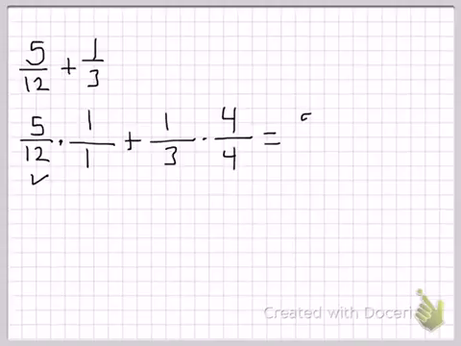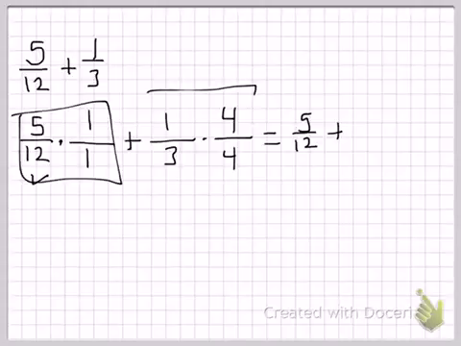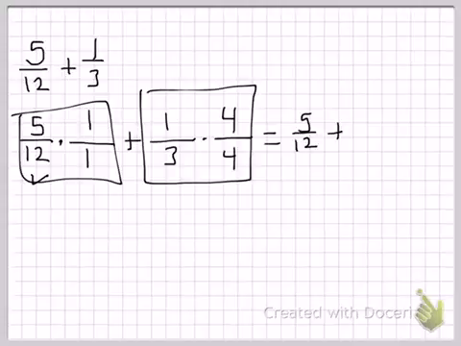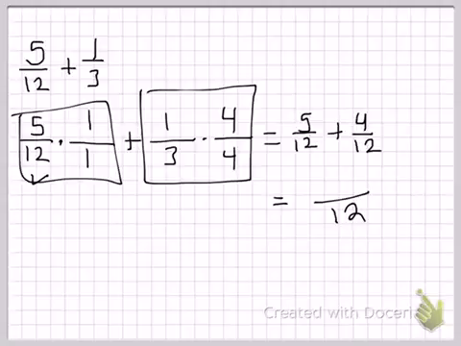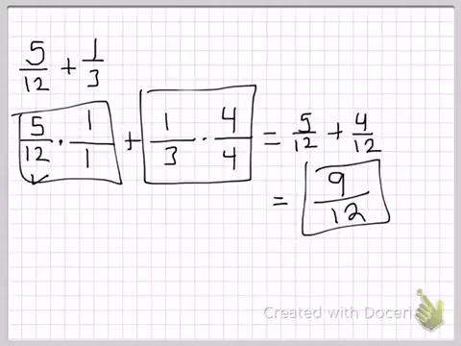5/12 times 1/1 stays as 5/12. So this part's done. The second part right here, 1/3 times 4/4, gives me 4/12. And when I add these together, remember I add the tops and not the bottoms. So the 12 stays the same, but we have a 9 on top. So we could say that the answer is 9/12, but that is not in our lowest terms. It's not reduced.